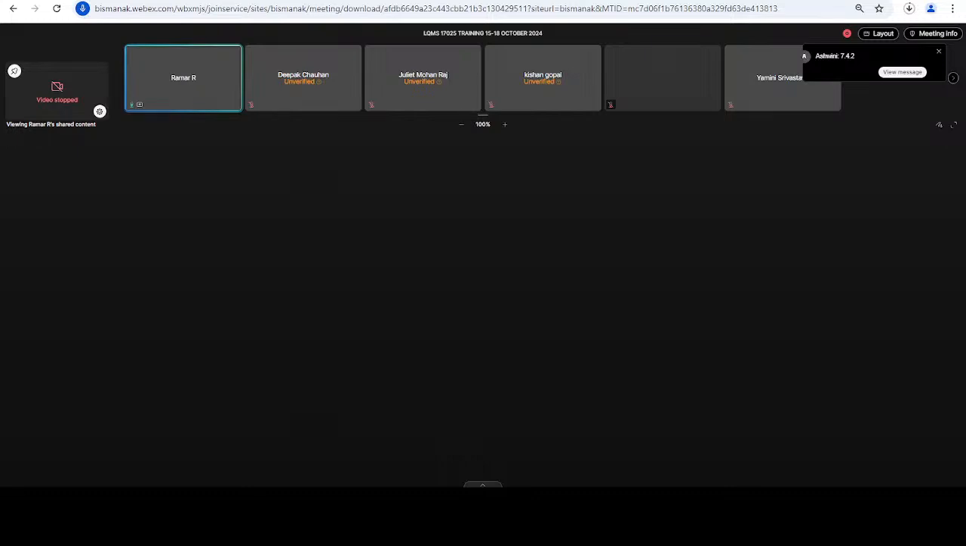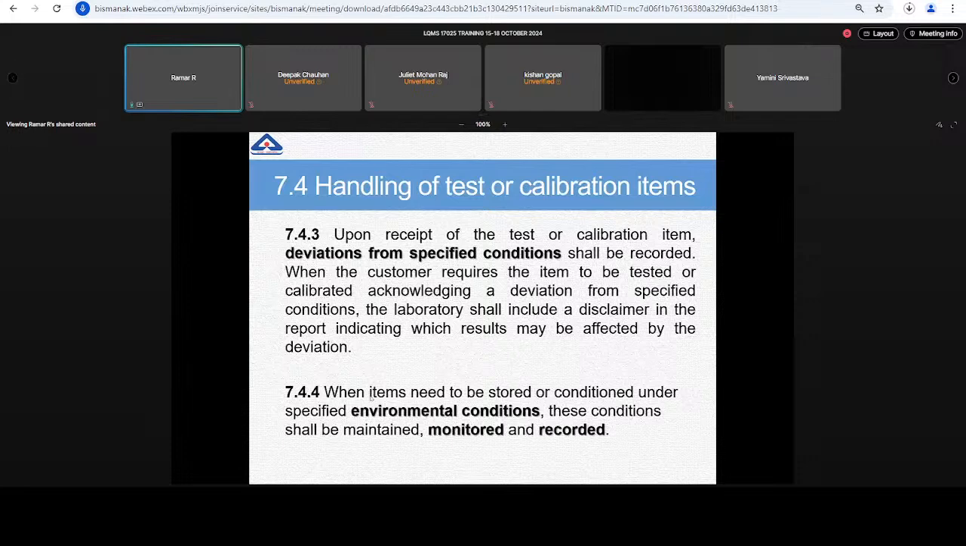So we have to maintain documents for this. For example, you must have a sample receipt, that means a sample submission form or test request form. You have to review the item, and the review records must be maintained. For that, you must have some system to record the review of the sample receipt as well as the test request. And after that, you have to register the samples. For that, you must have a sample receiving logbook or register.